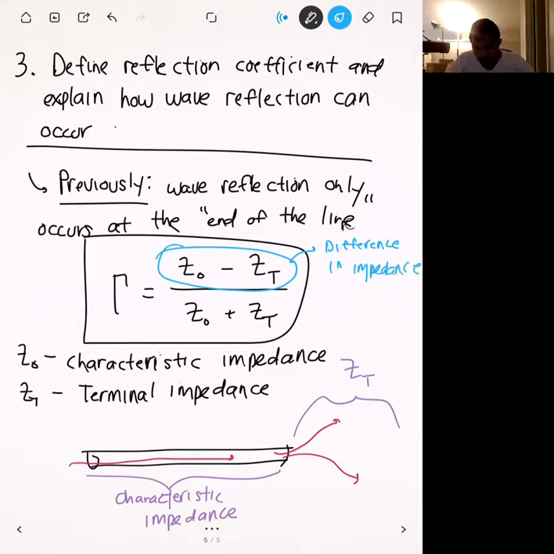As long as Z0 and ZT are different in some way, then you're going to get some wave reflection. It might be just a very small amount. This reflection coefficient might be like 0.01, which is just a 1% reflection. But that's all that it takes. What the reflection coefficient tells us is that in order to get some kind of wave reflection, all that has to happen is that you have to have a difference in impedance between this vessel and another one.